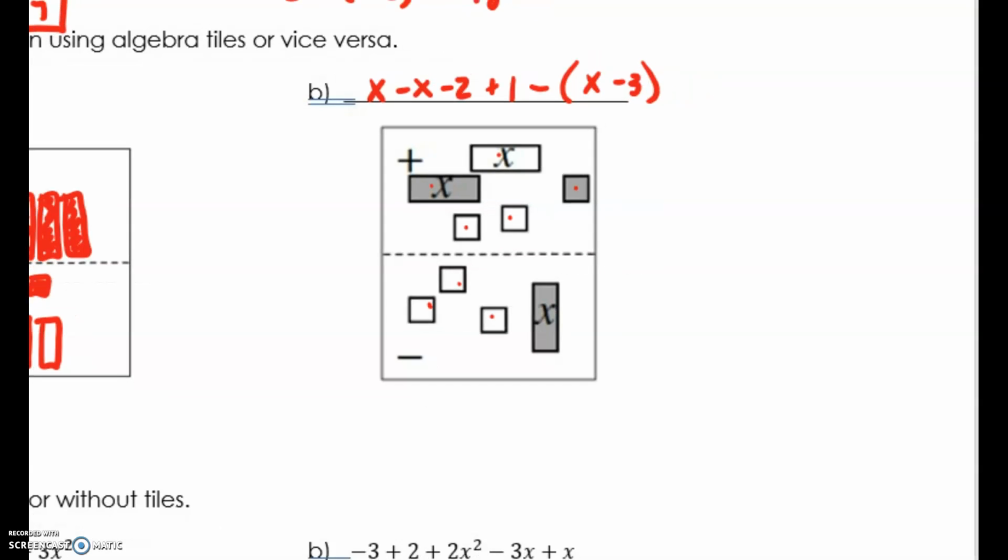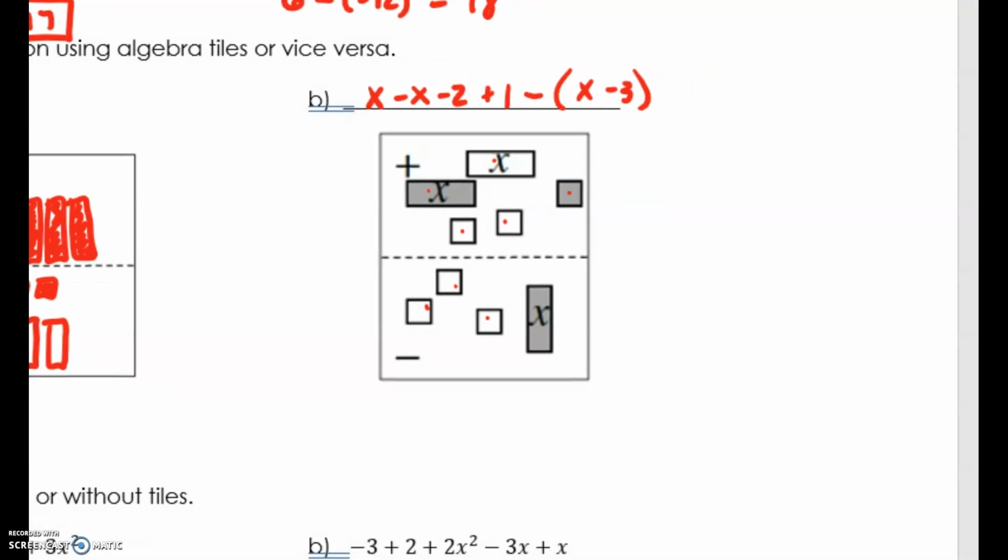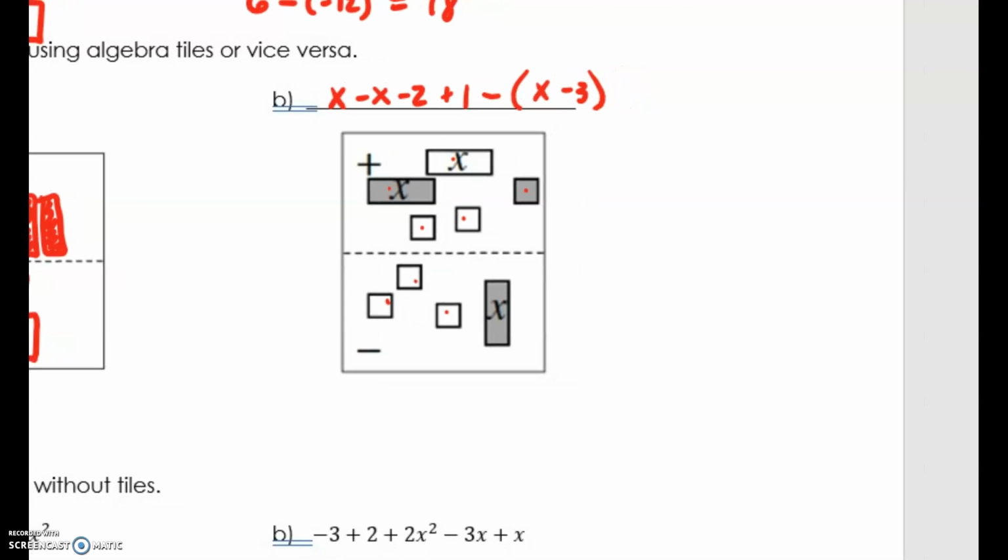And then in the minus region, I have an x and 1, 2, 3 negatives, so -3. So I could write it like that, or I could simplify, and if I was to simplify, I would simplify as I'm writing it down. So let me show you what that would look like.